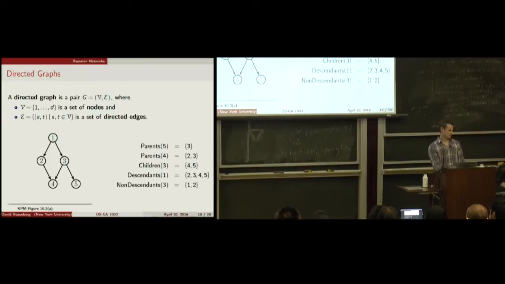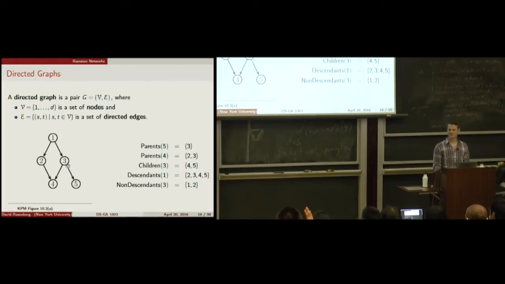Some terminology you can check out later. The descendants of a node are all its children, its children's children, etc. The non-descendants, quite clear, are all the nodes that are not the descendants of a particular node. So the non-descendants of 3 would be what? Well, 1 and 2. 4 and 5 are the descendants, so 1 and 2 are the non-descendants.